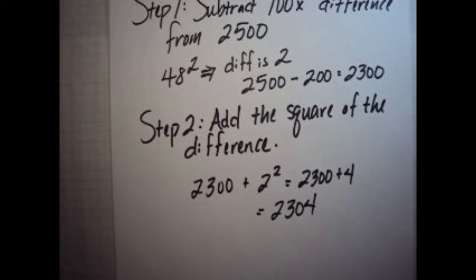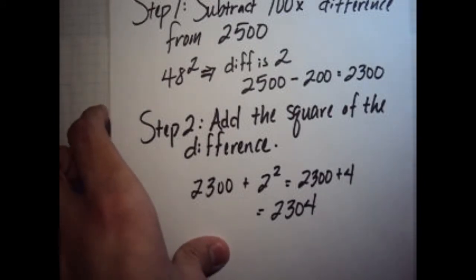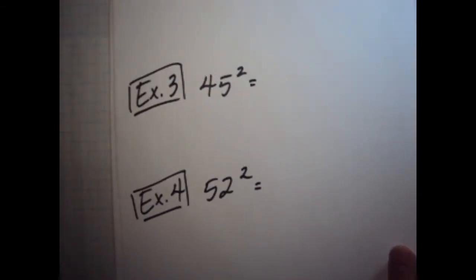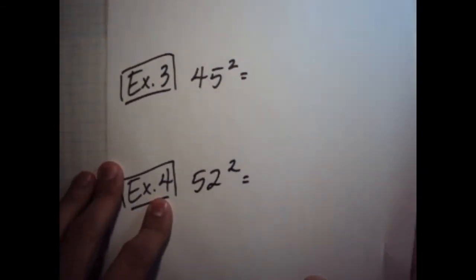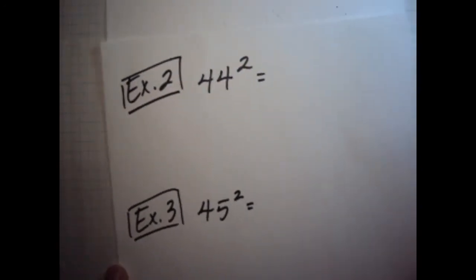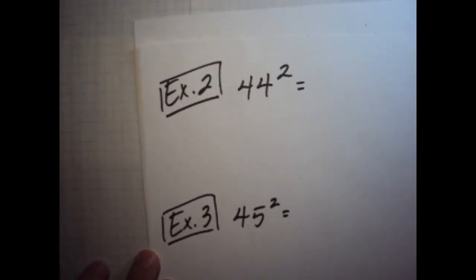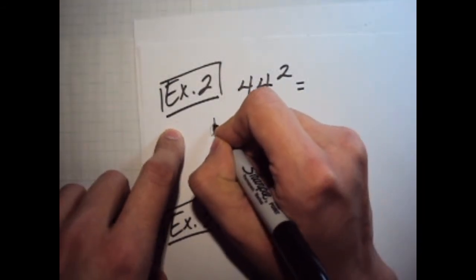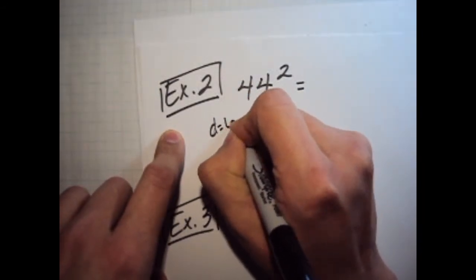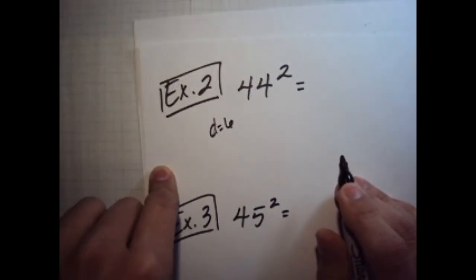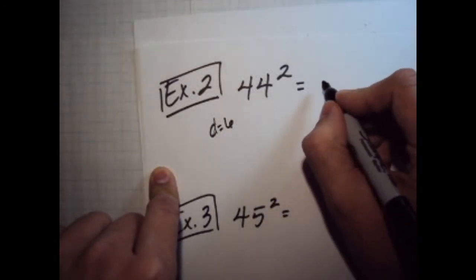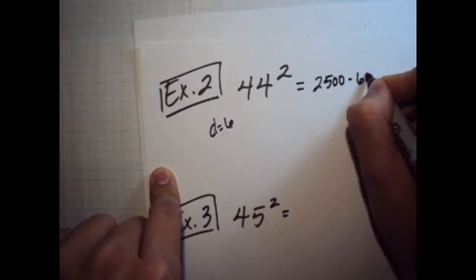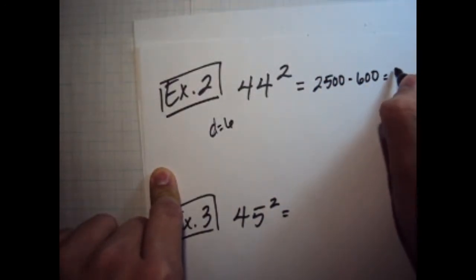Let's look at a couple more examples of this real quick. Let's try 44 squared. Now, the first thing we have to note is our difference. Our difference is going to be 6. So the first thing we're going to do is take 2,500 and subtract 600, which gives us 1,900.